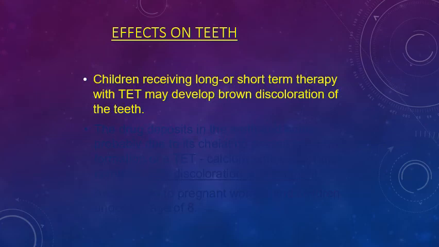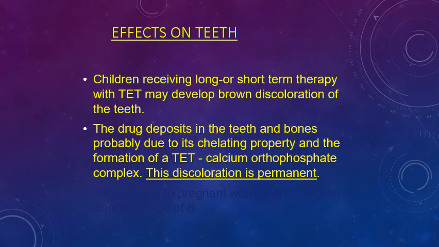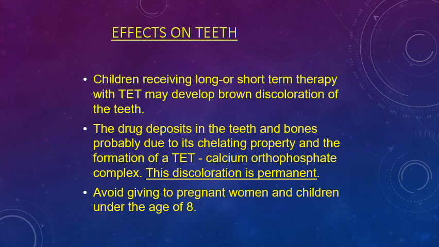Any children below the age of 8 who are receiving long-term or short-term therapy with oxytetracycline develop this brown discoloration of teeth, and this drug actually deposits in the teeth through the formation of a complex known as calcium orthophosphate, and this staining is permanent. That is why the recommendation is to avoid giving oxytetracycline to pregnant women and children under the age of 8. Oxytetracycline is a good antibiotic which is given for upper respiratory tract infections, and it is cost effective, cheap, and it actually helps in combating upper respiratory tract infection. But due to its brown discoloration of teeth, it has largely been discontinued. And that is all for now. Thanks for listening.